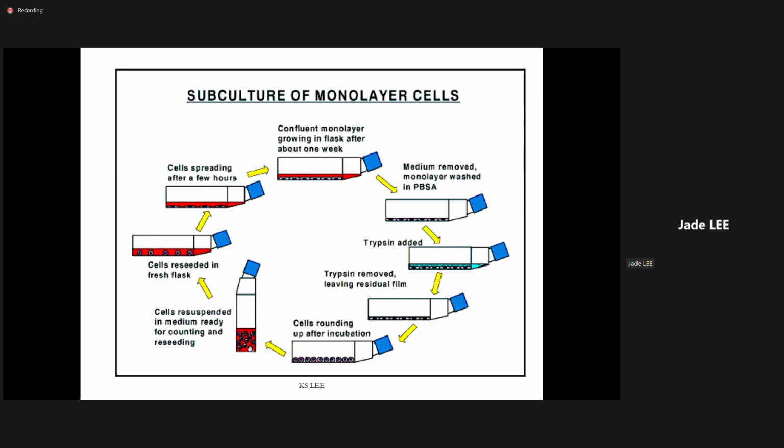And then you reseed: maybe you take some of the cells and reseed them in fresh medium, and after you reseed them, you let them grow. A few hours later, you can see the cells flatten again, because these are adhesion cells. They need a matrix to attach to. Then you grow them, and when they reach confluence, you subculture them.